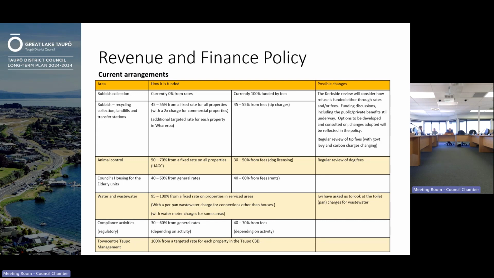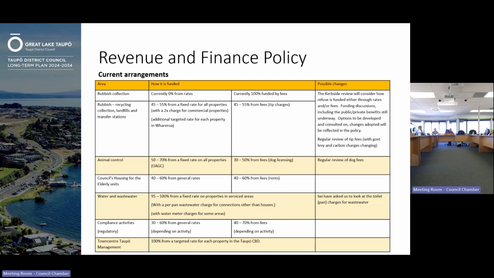The other ones, things like consent compliance, are slightly different because you're trying to protect the wider community from harms that could happen from a build. There's noise, dust, heights, shading, all that sort of thing. So there is wider public benefit in those things. There is an interesting mix in that which you may want to consider.